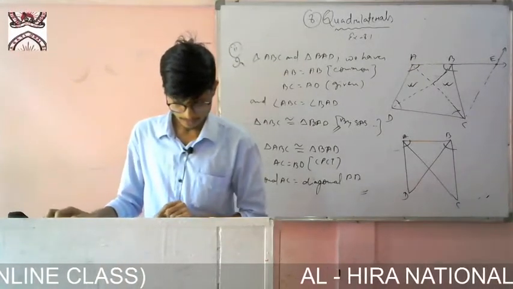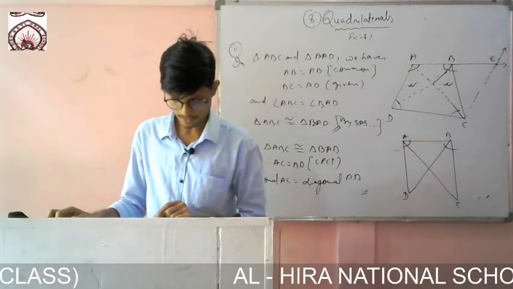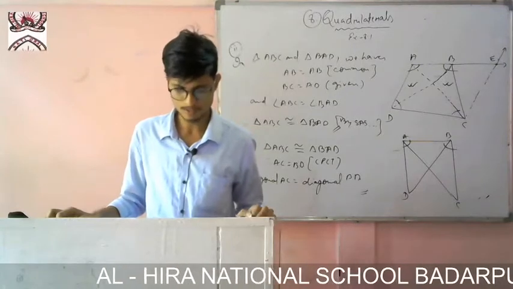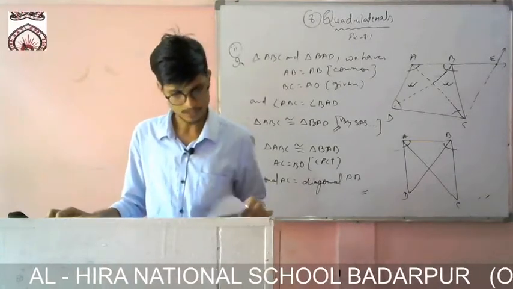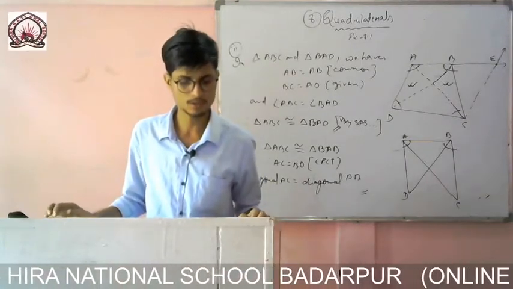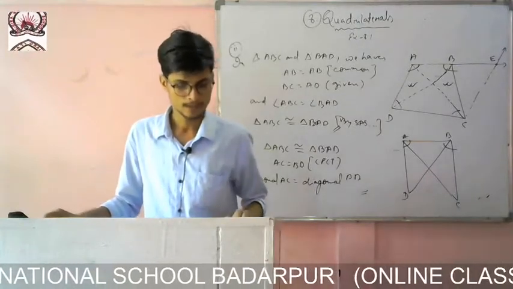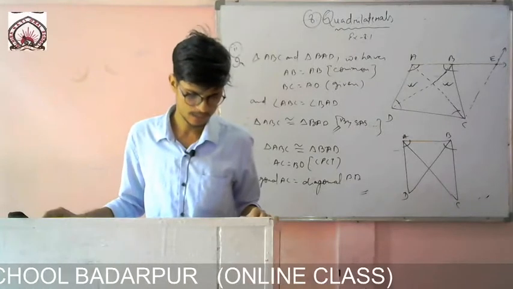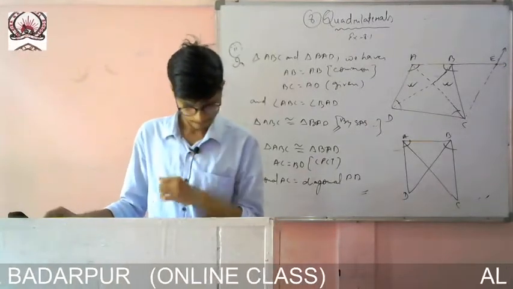Then example number 3, ABC is an isosceles triangle and BC is the bisector of the angle. This one also has no problem. Two questions are there. First of all, you have to show that these two angles are equal, and another one, you have to show that ABCD is a parallelogram. So this one also you can easily do.